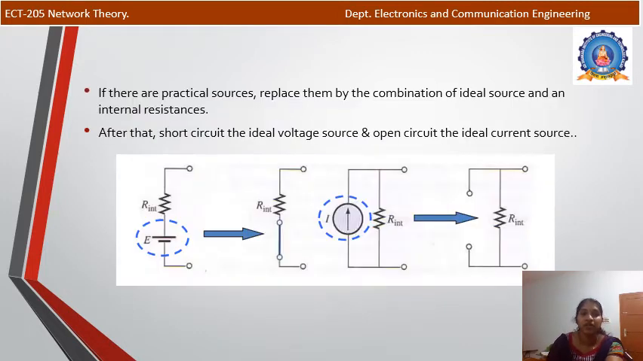Okay, and if there are practical sources, replace them with a combination of an ideal source and an internal resistance. Practical source means it will have some internal resistance. If there is a voltage source with an internal resistance, we will replace it with only the internal resistance. Similarly, if it is a current source with an internal resistance, the internal resistance will always come in parallel. So we will open the current source, and there will be an internal resistance in parallel with this current source. Okay, I think you got the idea.